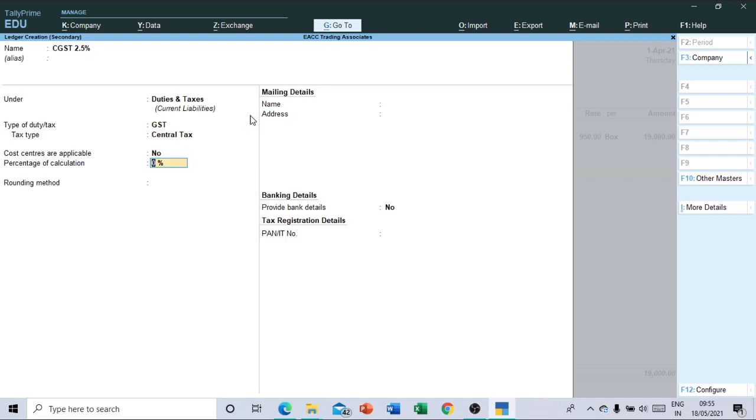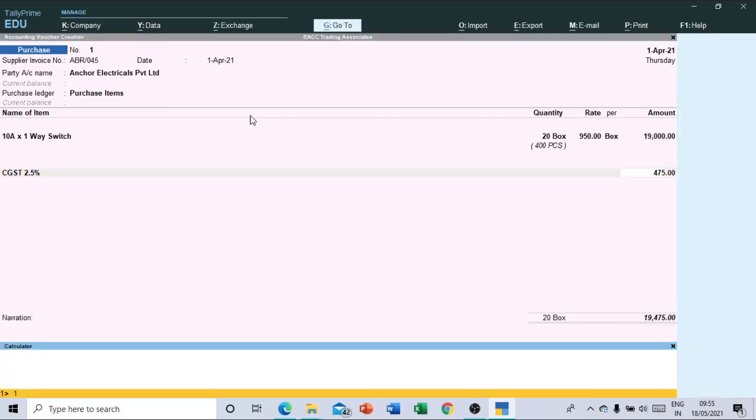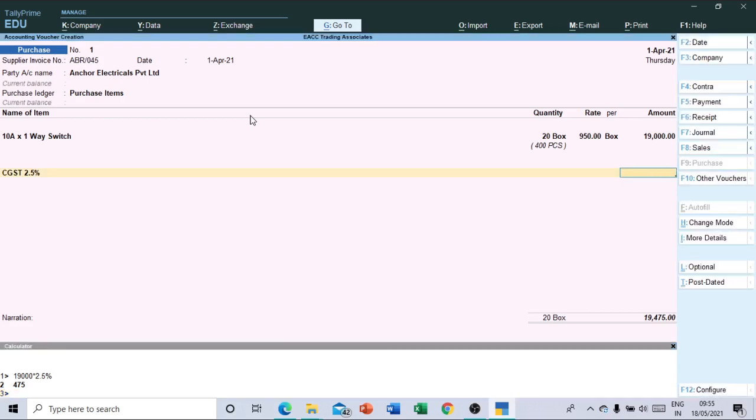Percentage of calculation. Okay, मैं यहाँ पे zero रखता हूँ. Percentage of calculation नहीं होगी. Round up छोड़ देते हैं. You can see 2.5% के हिसाब से देख लेते हैं कि हमारा फैक्टर सही जा रहा है. तो मैंने कैलकुलेटर ओपन किया, कंट्रोल प्लस एड करके 90,000 मल्टीप्लाई बाय 2.5% कर लेता हूँ. You can see it is perfectly going 475. तो सही है मेरा ट्रांजेक्शन.